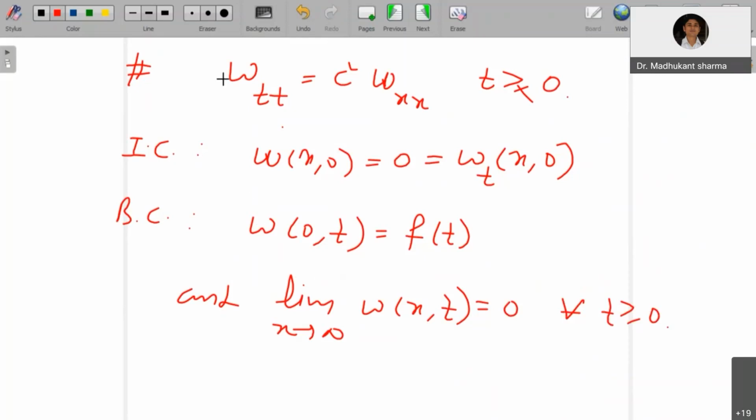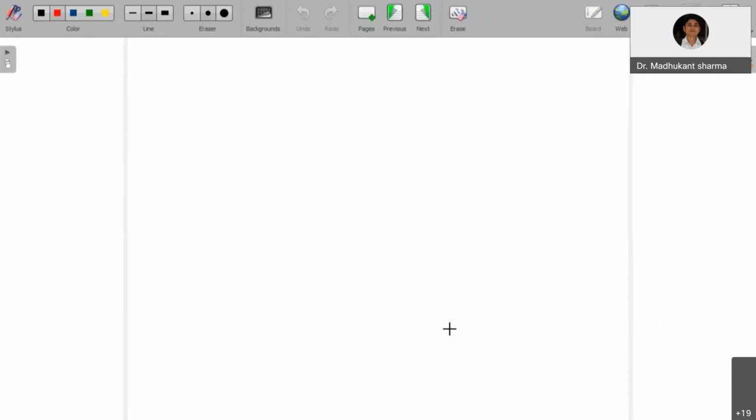Now, we are going to apply the Laplace transform with respect to t, because you have to decide whether you are going to use the Laplace transform with respect to the t variable or the x variable. I'm going to use the Laplace transform with respect to t. So what is the Laplace transform of w of x comma t with respect to t, that is, time? With respect to time, you are changing into the frequency domain.